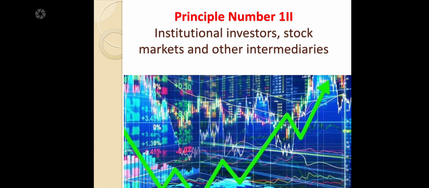Then principle number 3 we have to consider: institutional investors, stock markets and other intermediaries.